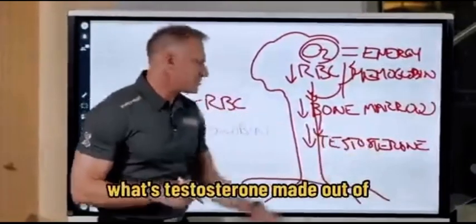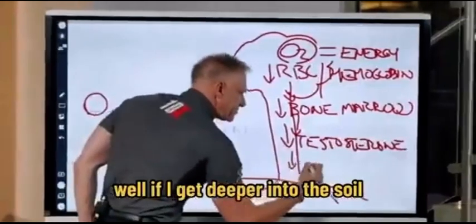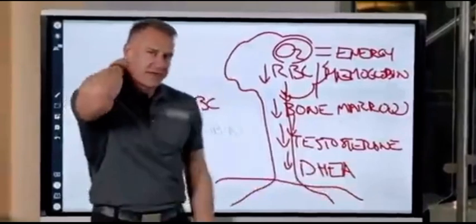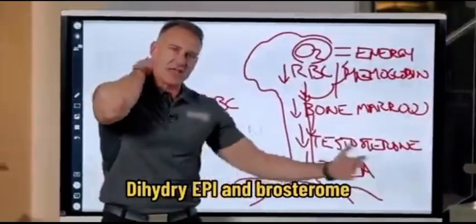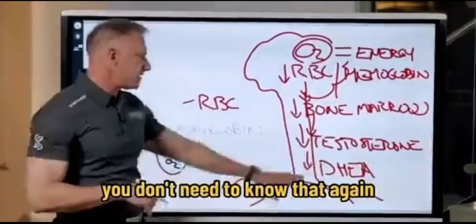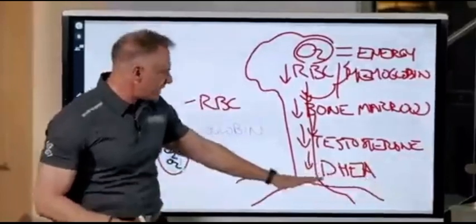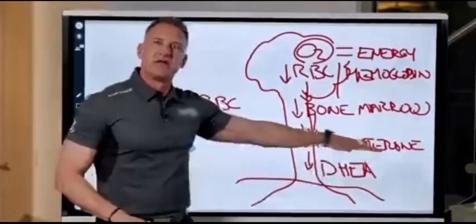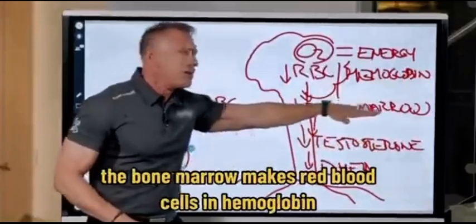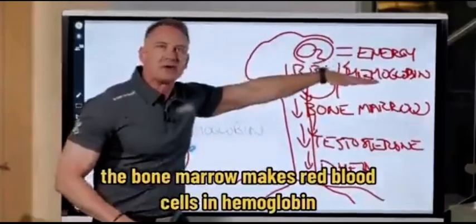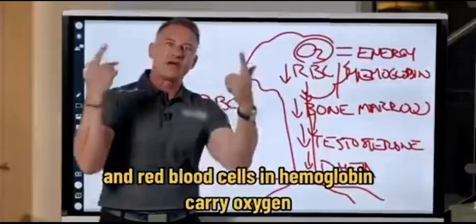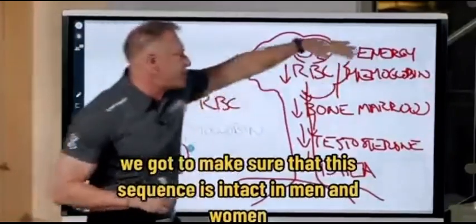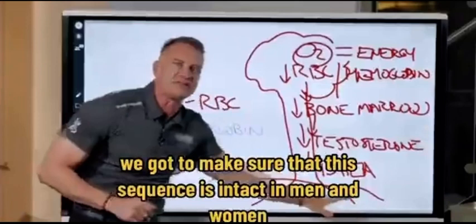What's testosterone made out of? Well, if I get deeper into the soil, testosterone is made of the compound DHEA, dehydroepiandrosterone. You don't need to know that. Again, I just want you to know I'm smart. So DHEA is the raw material that makes testosterone. Testosterone is the boss of the bone marrow. The bone marrow makes red blood cells and hemoglobin, and red blood cells and hemoglobin carry oxygen, and oxygen is what gives you energy. So if you want energy, we've got to make sure that this sequence is intact in men and women.